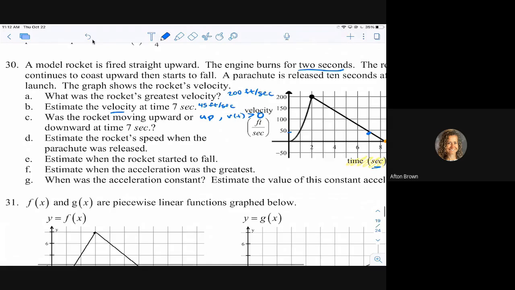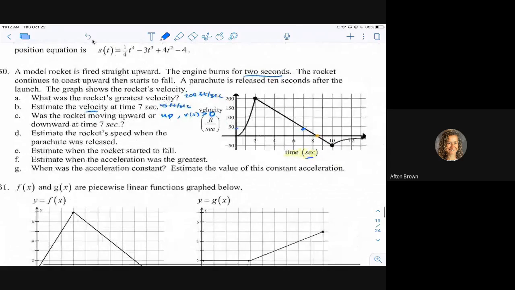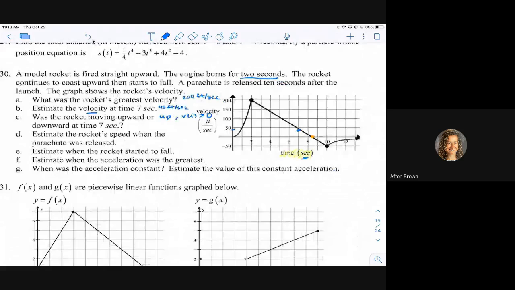Okay, on D, estimate the rocket's speed when the parachute is released. So Milo, what did you say that is? I said the velocity at 10 seconds was negative 50, speed is absolute value, so it would be 50 feet per second. Okay, estimate when the rocket started to fall. What did you guys come up with? 8.4. Yeah, any of those would be good because they did say estimate, so something about 8.5 seconds would be good, anything around there.